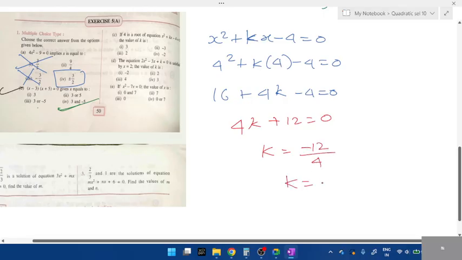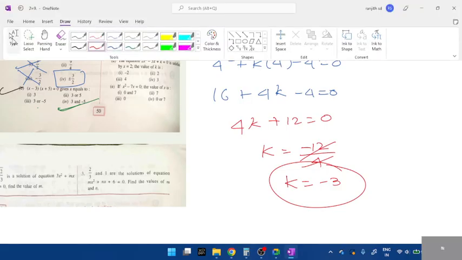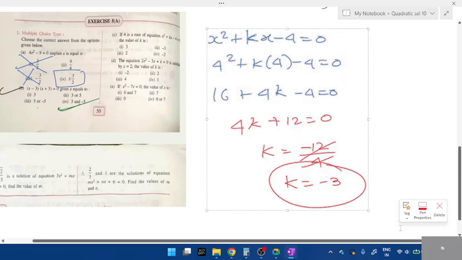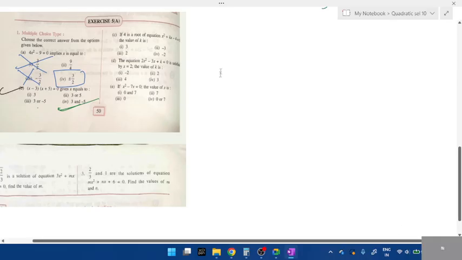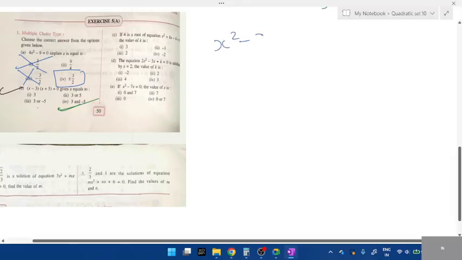What's the answer? Okay, this was a simple question. Next. D1, you'll try it for homework. Look at E, students. X square minus 7x is equal to 0. Find the value of x.